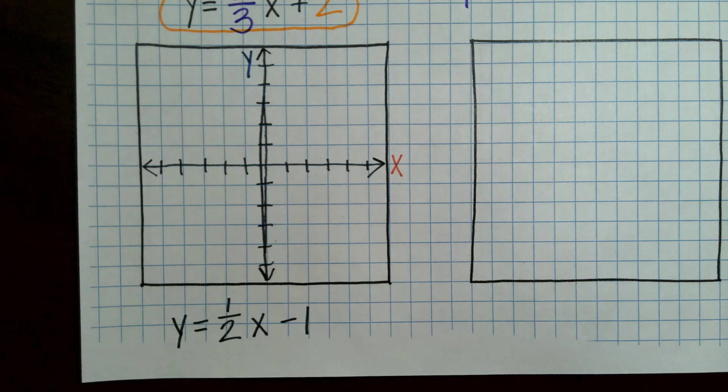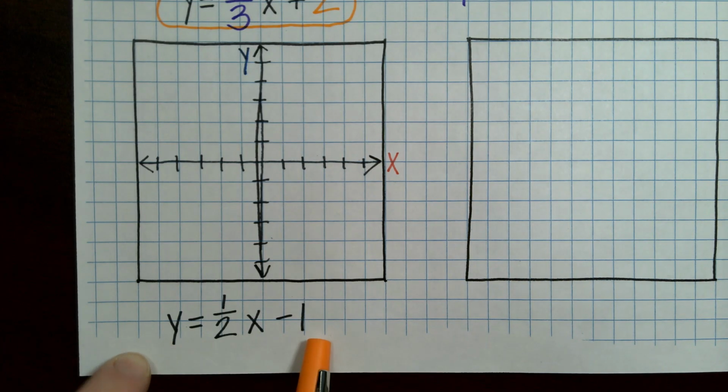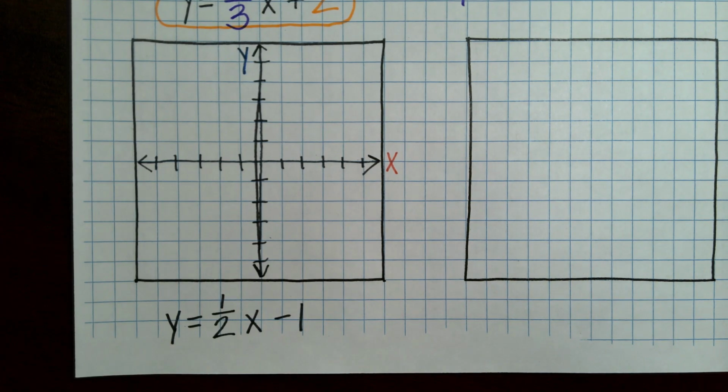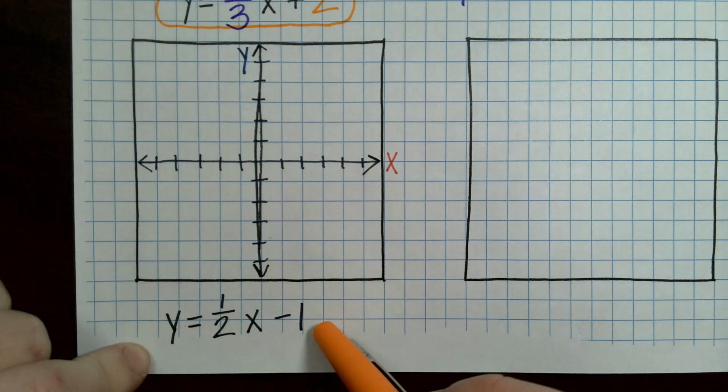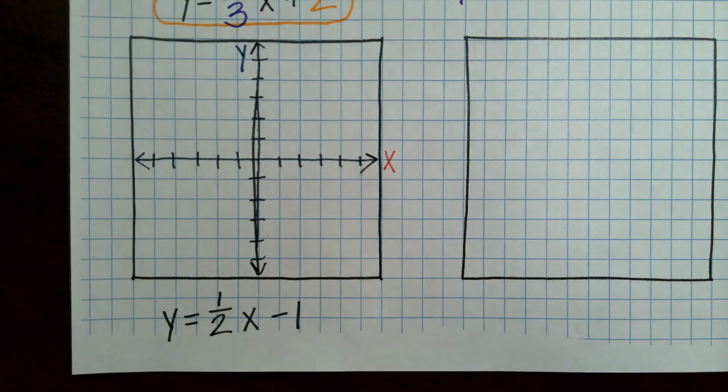Okay, guys. Once you are to that point and you've got your equation written down, y equals 1/2 x minus 1, and you've got your graph drawn, let's talk about the parts of this equation. So you guys take your time. I'll give you a second to get caught up.